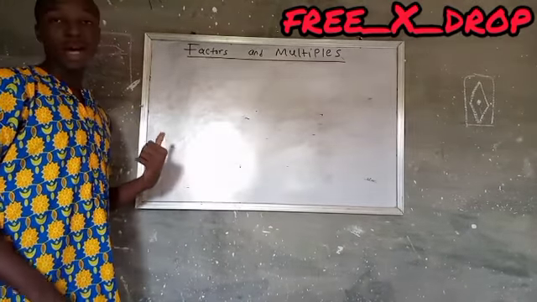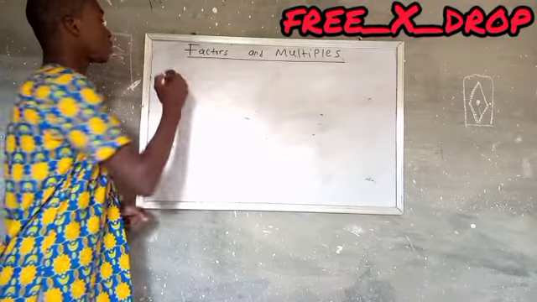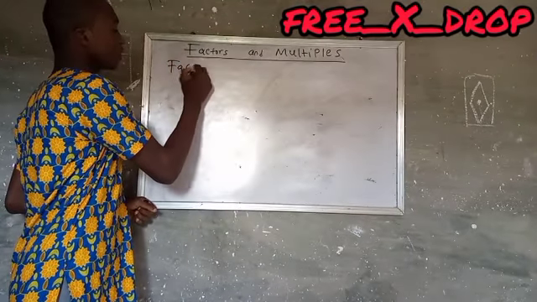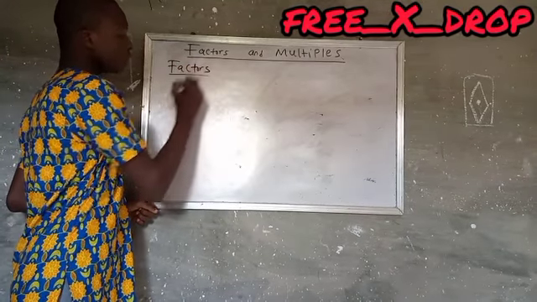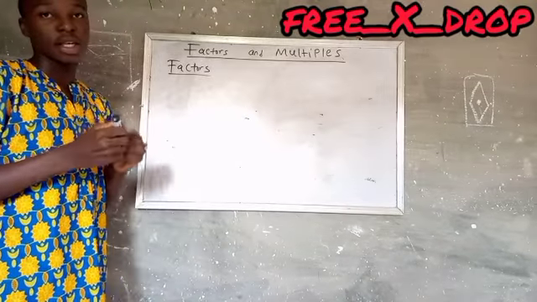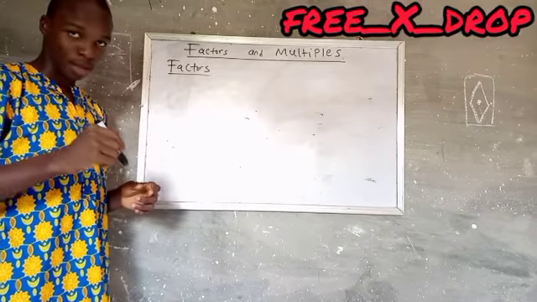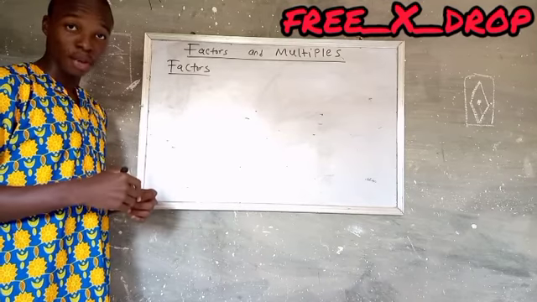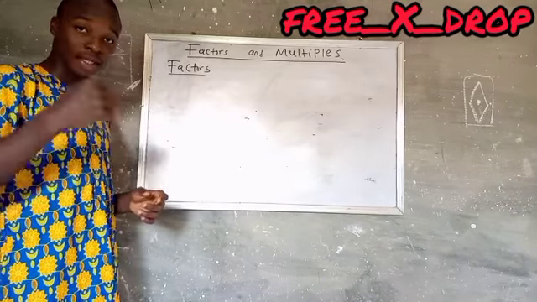Now, I'll be starting with factors and I'll be discussing factors. So what are factors of a number? Factors of a number are numbers which can divide that number. The factors of a number are the numbers which can divide that number.